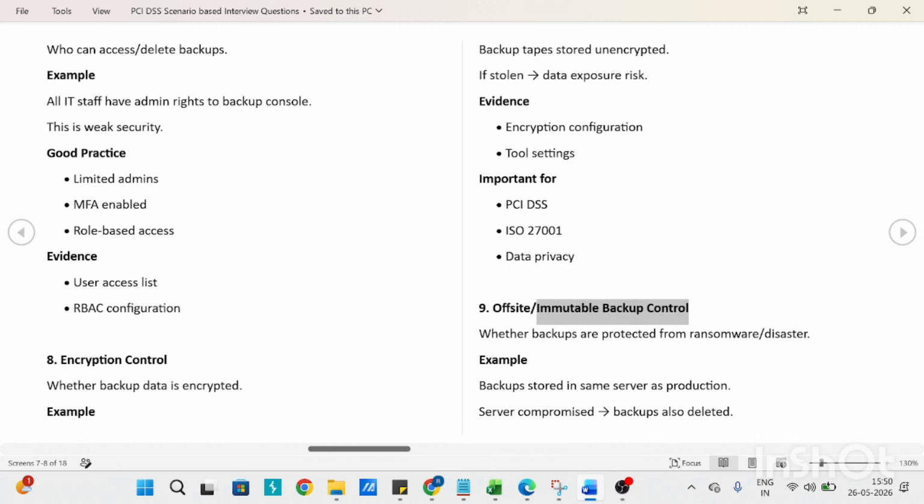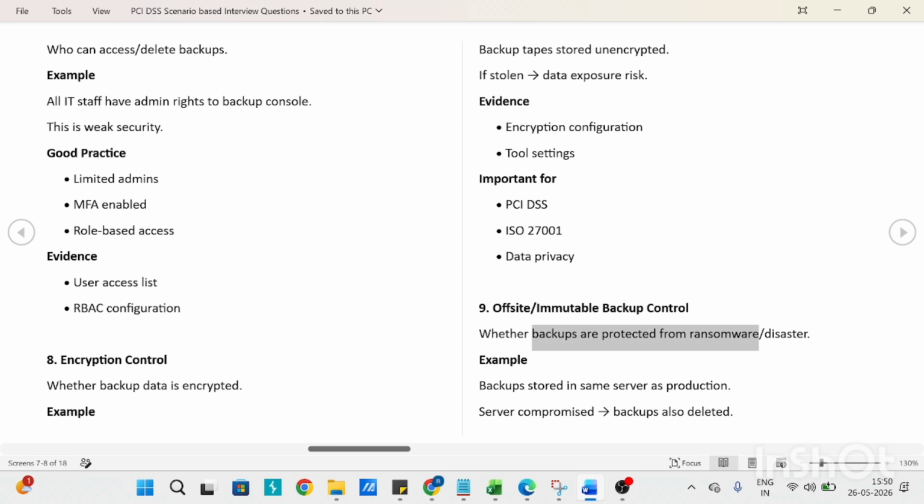Offsite immutable backup control, very important. Whether backups are protected from disaster. How? Is backup stored on the same server as production? No, the production server would be different and the backup server would be different. Don't store the backups on the same server as production, because if the server is compromised, your backups are also erased. So this is the issue. What is a good practice here? You need to take an offline backup or keep it on other servers, right? From an evidence perspective, you need to check the architectural diagrams and storage settings.